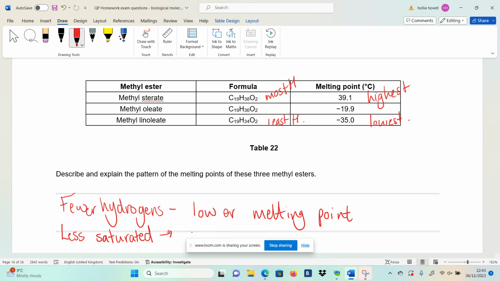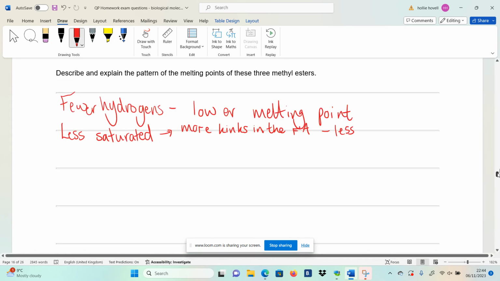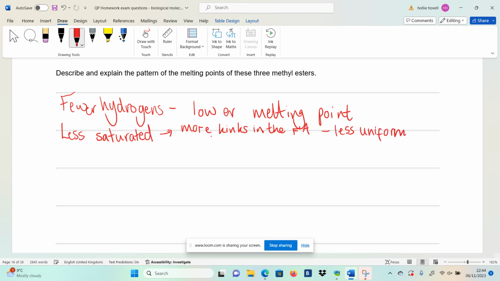That means that they're going to have more kinks in the chain, more bends in the chain, in the fatty acid. So there's more kinks in the fatty acid molecule, and therefore they're less uniformly aligned together. So when they try and line the molecules up, the kinks get in the way. So they're less uniformly packed together. And therefore you need a lower temperature in order to melt them.